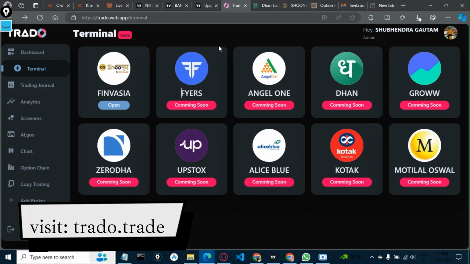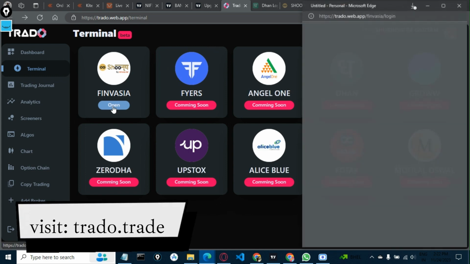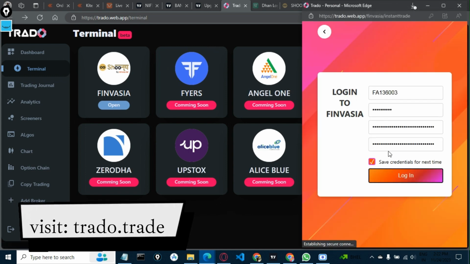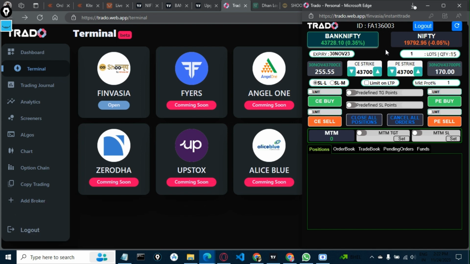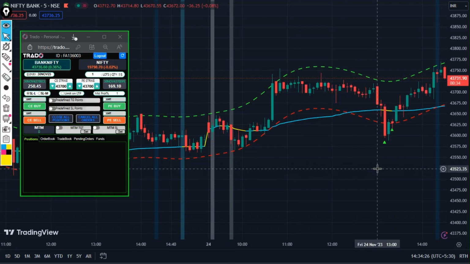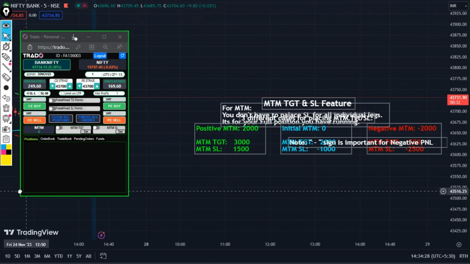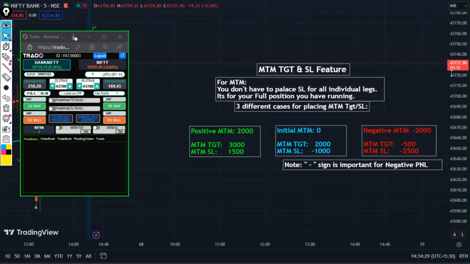In this video, we will see how to place MTM Target and MTM SL. First, log in with your broker credentials and we will take some random trades for live demonstration of MTM Target and SL. Before taking trades, first we will learn the correct way of placing MTM Target and SL.